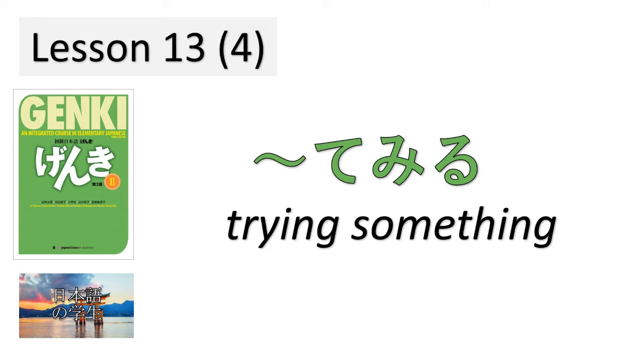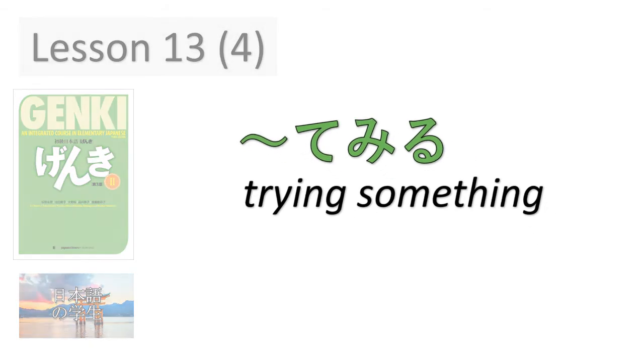In this lesson, we will learn the word temiru, or trying to do something. You can use the te form of a verb plus the helping verb miru to express the idea of doing something tentatively or trying something. You are not sure what the outcome of your actions will be, but you dare to do it and see what effect it might have.